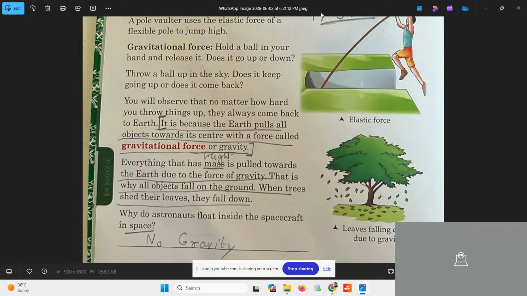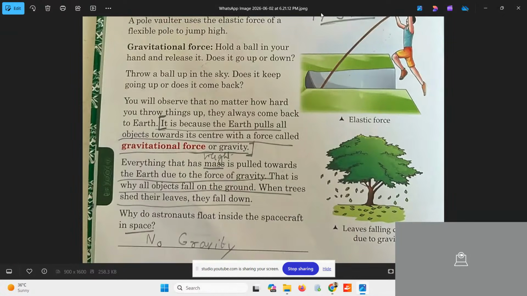Wait a minute, doubts later. First, studies. What is the definition of gravitational force or gravity? The Earth pulls all the objects toward its center with a force called gravitational force. Everything which has mass, meaning weight, is pulled towards the Earth due to the force of gravity. That is why all the objects fall on the ground. That's why a leaf falls down due to gravity. When you throw a ball up, it will come down. Why? Because there is gravity.